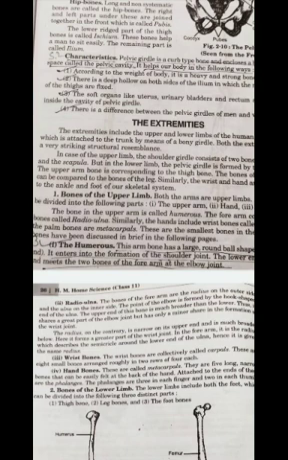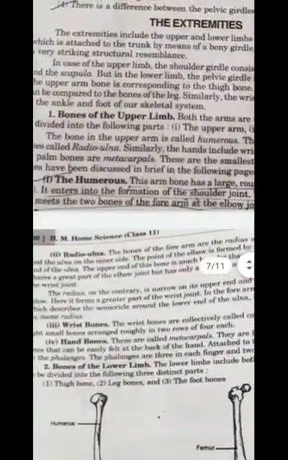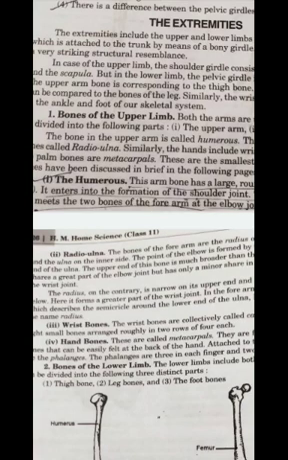These bones are discussed in brief in the following pages. Number 1, humerus. The arm bone has a large round ball-shaped head at its upper end that enters into the formation of the shoulder joint. The lower end of the humerus meets the two bones of the forearm at the elbow joint.